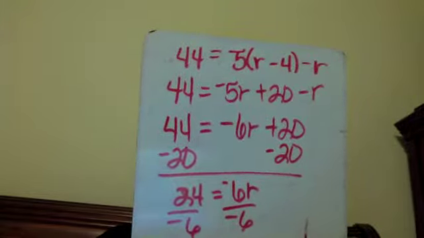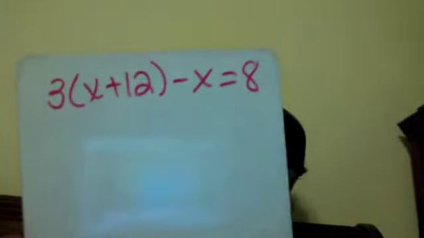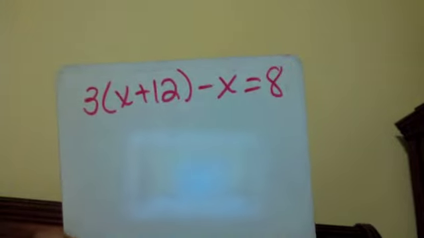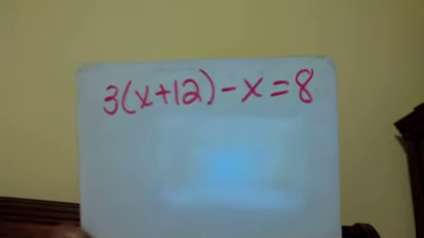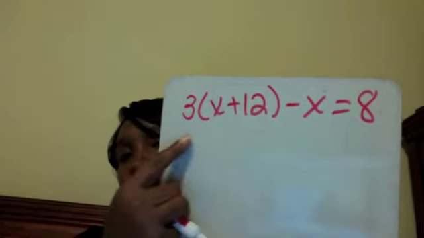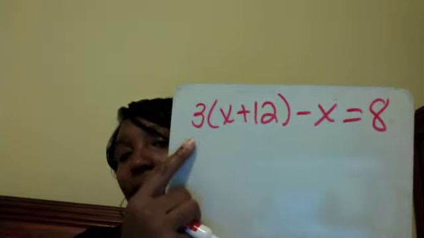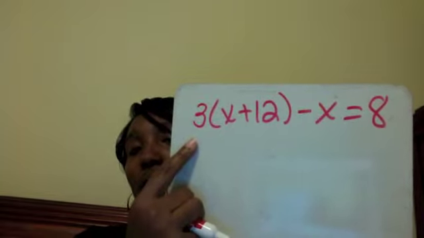And actually, I have one more example that I want to do with you. Here again, we have to use the distributive property and combine like terms. So I'm going to use 3, multiply it by everything in the parentheses. So that's going to be 3 times x and 3 times 12.